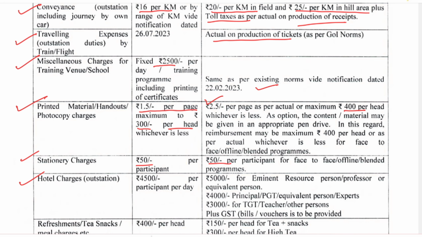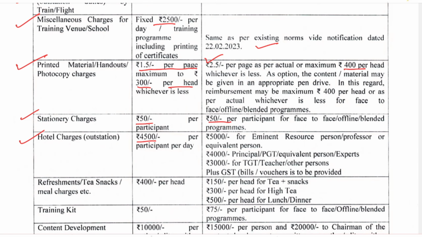Hotel charges for outstation candidates, earlier it was 4500 per participant. Now if you are an eminent resource person, you are going to get 5000. If you are a principal or PGT, you will get 4000. If you are a TGT, you are going to get 3000 plus GST, but you need to provide the bill or voucher. Then refreshment or tea snacks, earlier it was 400 per head. Now it will be 150 for tea plus snacks, then 300 for high tea and 500 for lunch or dinner. So if we add all, it will be 950 per head.